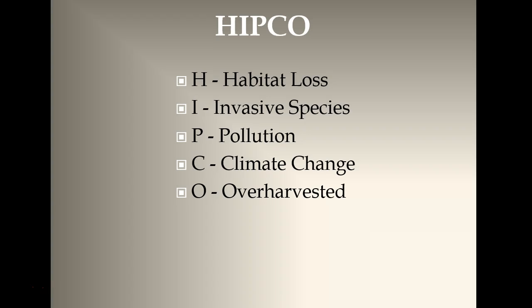So what causes the loss of biodiversity? This is our wheelhouse for this chapter, what are we worried about? And it's this acronym we can use called HIPCO: habitat loss, invasive species, pollution, climate change, overharvesting. Notice that all 5 things can be linked to human activity, hence the stress of the sixth mass extinction being related to human interactions and human activity.